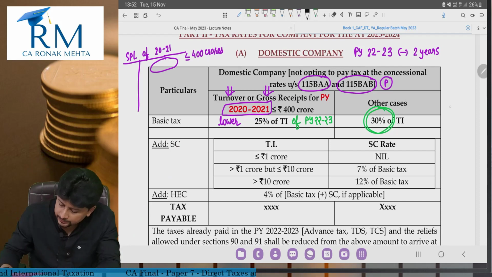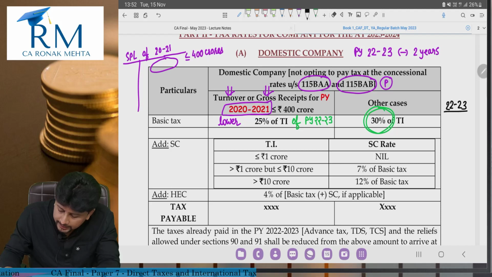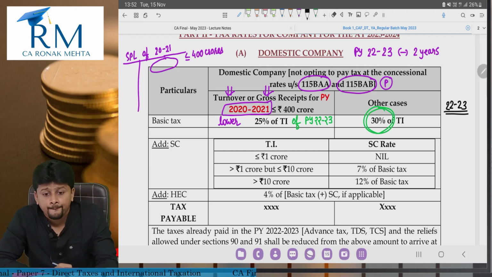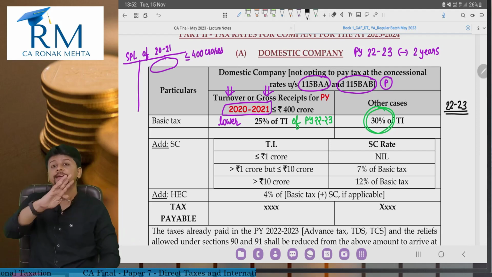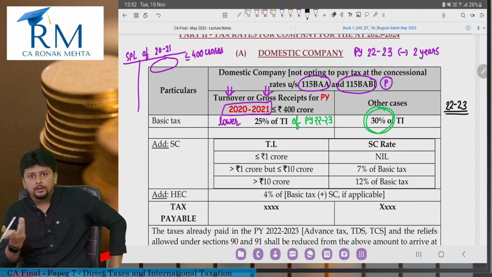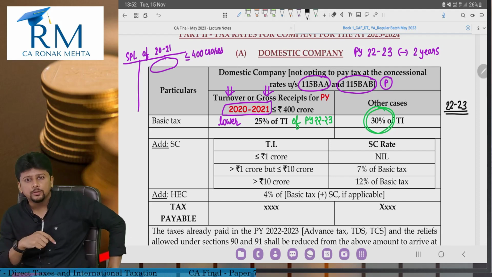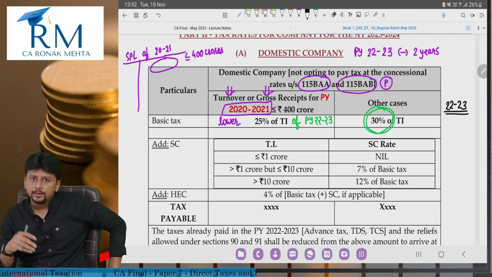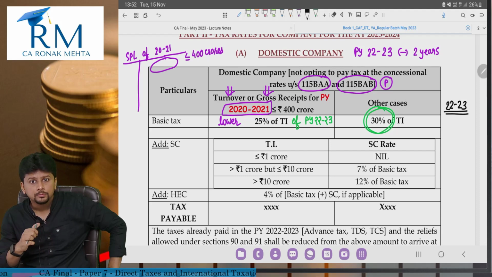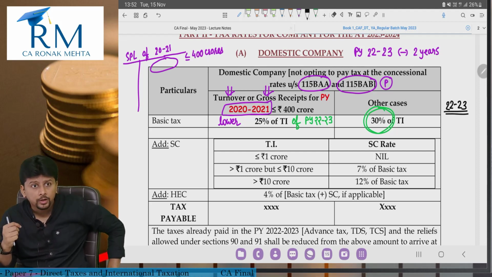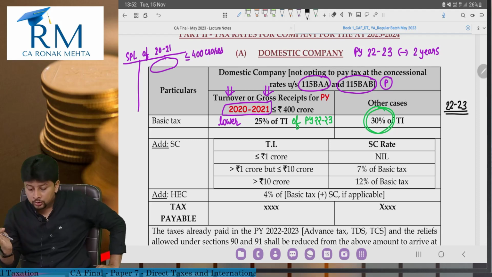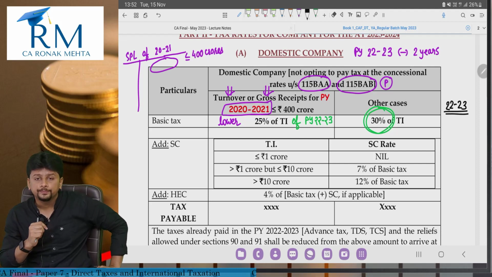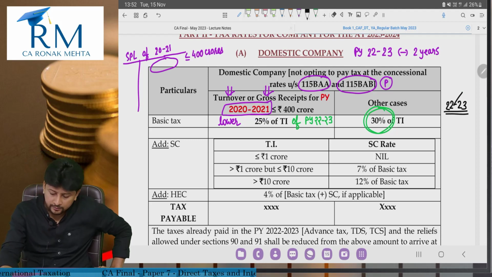Suppose the government says you check the turnover in 22-23 only, current year only. Check the turnover in the current year 22-23 and accordingly decide whether it is 25% or 30%. Then all companies will start doing manipulation in their books of account. Some sales will be there, but they might show it as advance received from customer or sales return. Even when sales return might not have been there, they might start showing fake things. They would manipulate their sales to reduce it below 400 crores, so that instead of 30 they have to pay tax at 25% current year only. So government obviously will not create this provision.